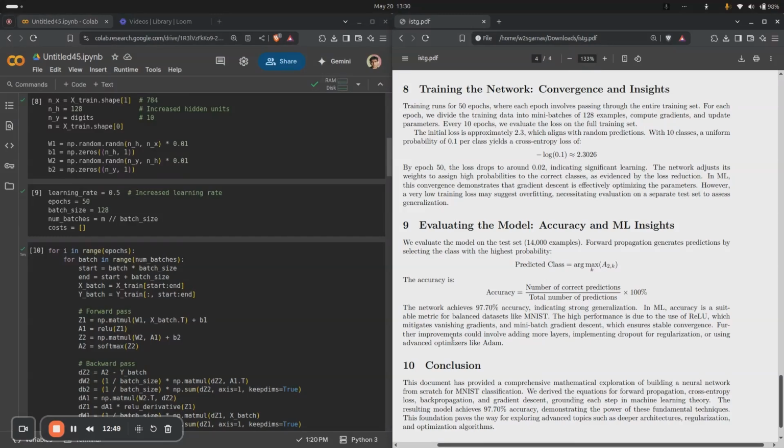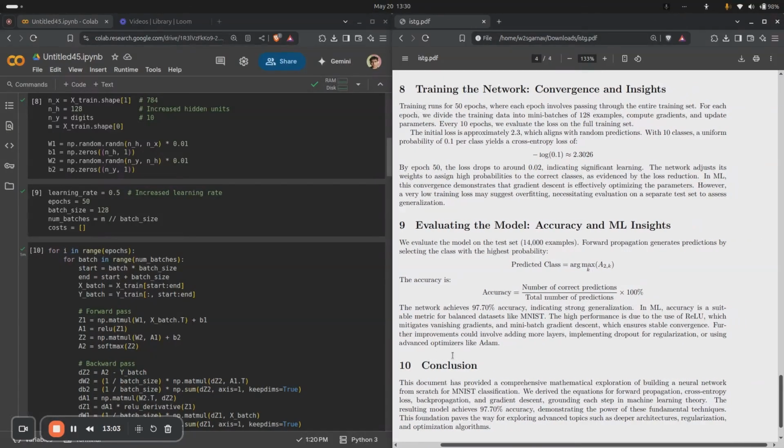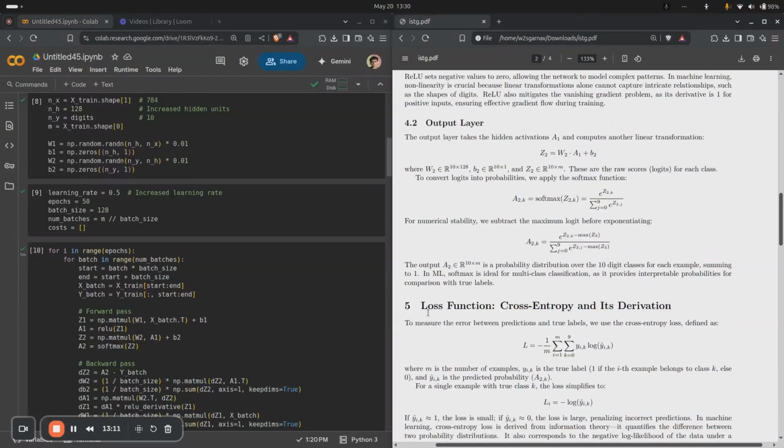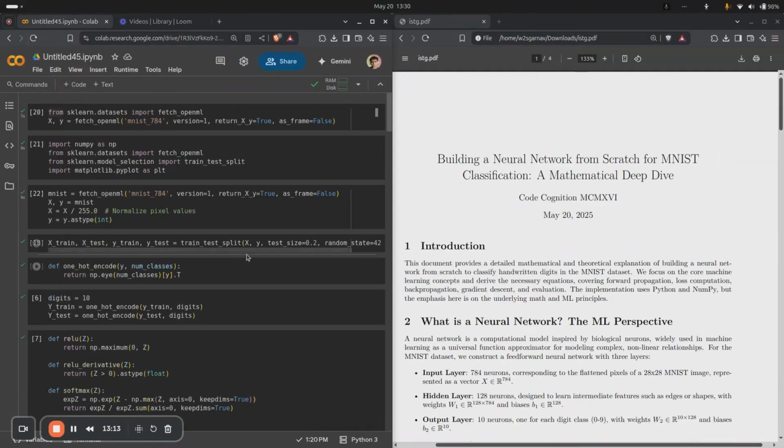We derived the equations for forward propagation, cross-entropy loss, backpropagation, and gradient descent, grounding each step in machine learning theory. The resulting model achieves 97.7% accuracy, demonstrating the power of these fundamental techniques. This now paves the way for exploring advanced topics like deeper architectures, regularization, and optimization problems. Now that we have understood the theory, let's move on to the actual code implementation in Google Colab.